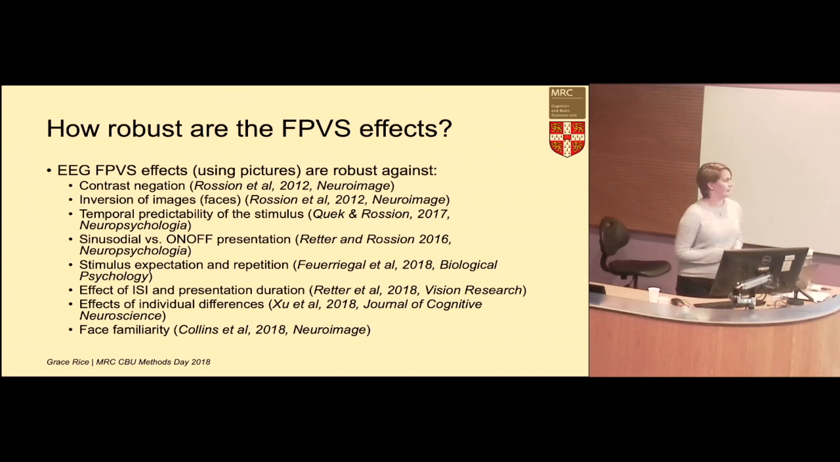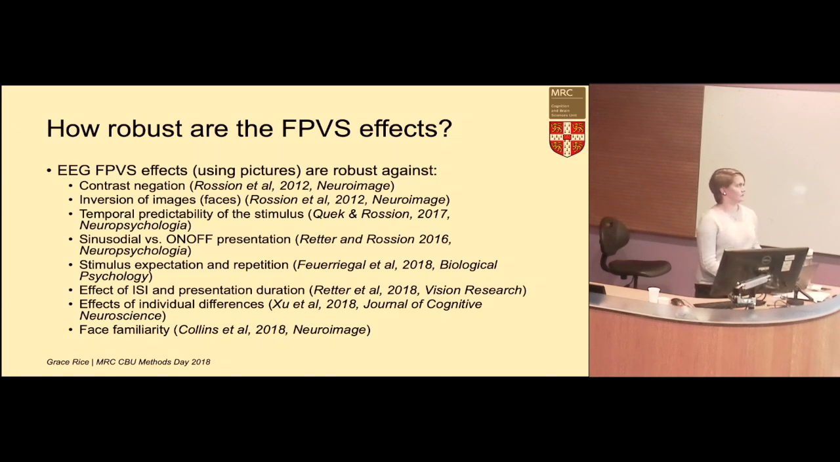Most of these effects have been probed quite extensively. They've been tested in terms of their robustness to things like low-level manipulations of the images, so they can replicate inversion effects for faces, and the effects disappear when you negate contrast. They're also robust to things like attention, the temporal predictability of the stimuli, and the repetition of the stimuli. There's a whole host of literature drilling down into the methods of this, so if anyone wants any of the references, just let me know.